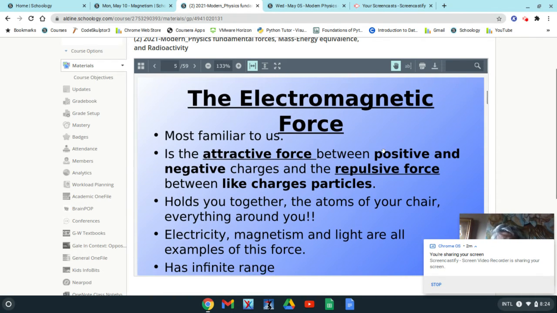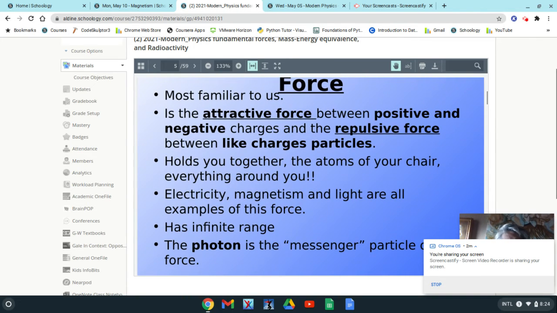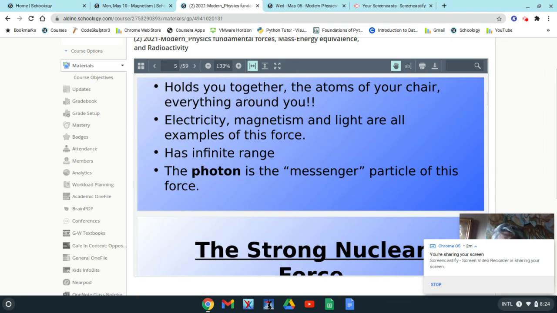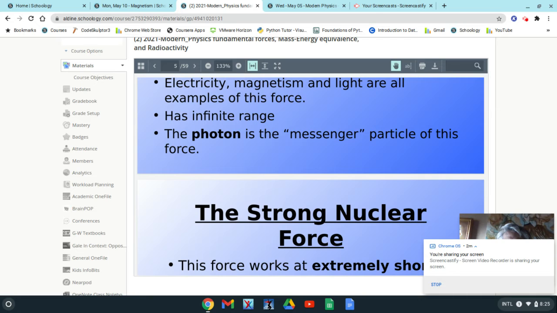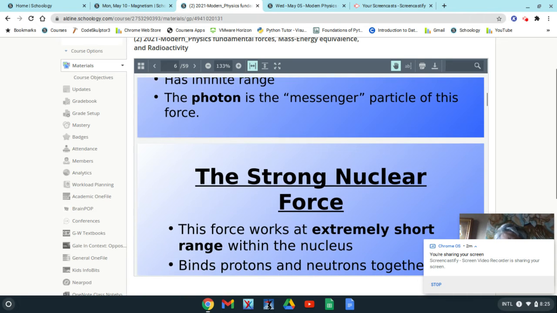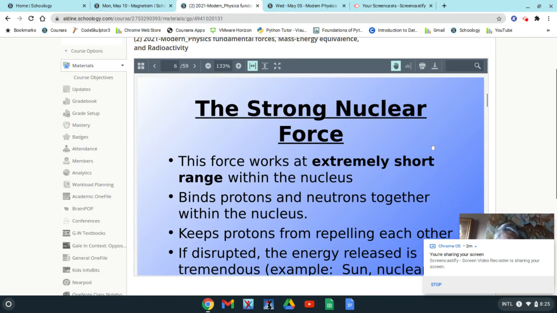So the electromagnetic force, of course, you guys already know that one. It's the one we see around us in terms of magnetic things, and with particles, you see this as static electricity and felt it that way, as well, with the attraction of the balloon and things like that.